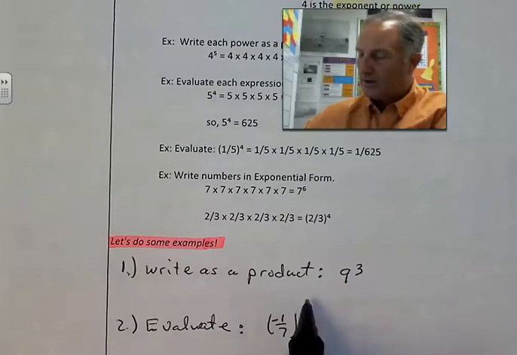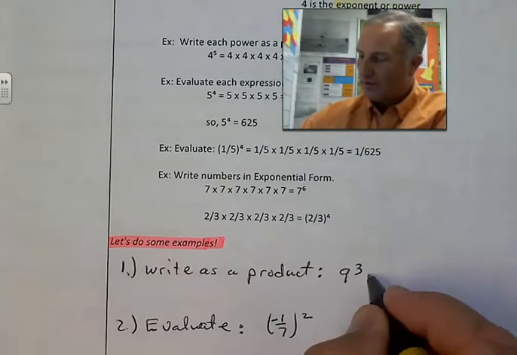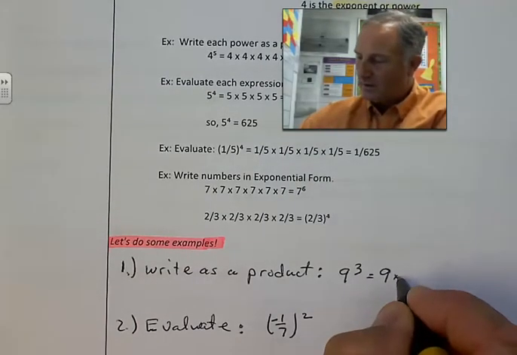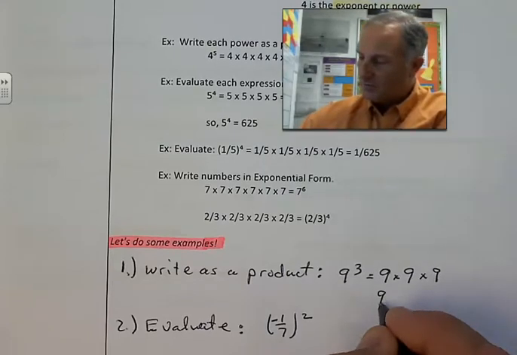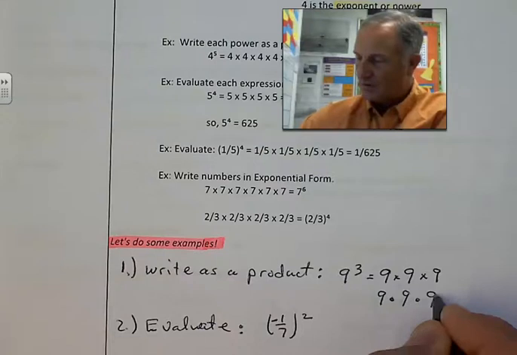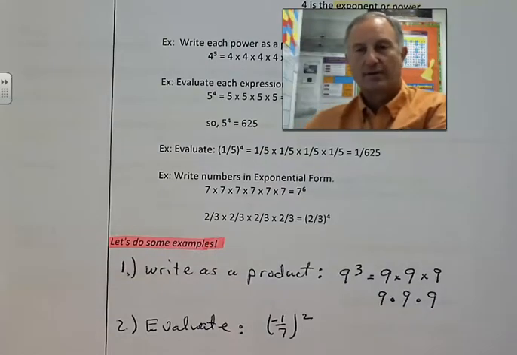Write as a product. So we're going to write it out. So 9 to the 3rd power would just be 9 times 9 times 9. Another way that we show this, and you'll see it more as you go on, we just put a dot to represent multiplication. Okay, you get into algebra, that's how they do a lot of that. Okay, they both mean the same thing.